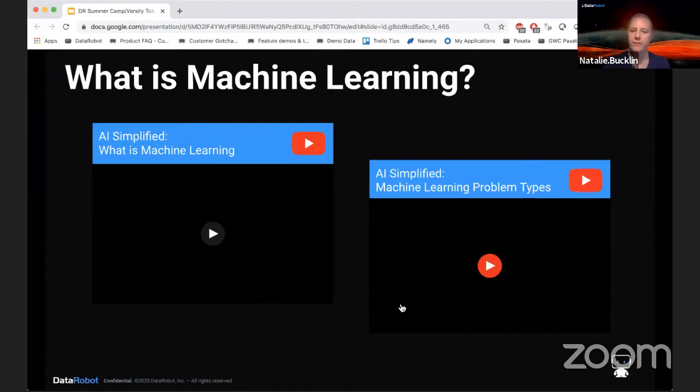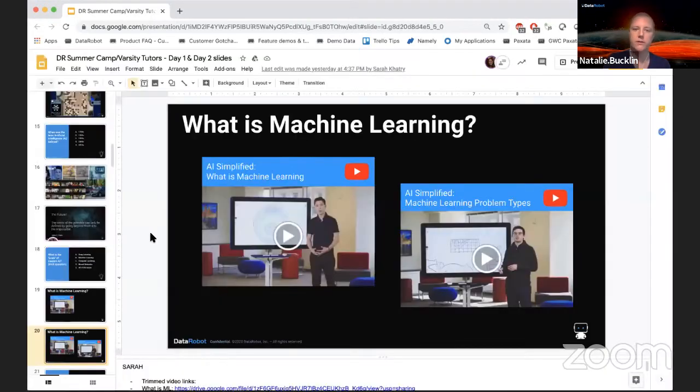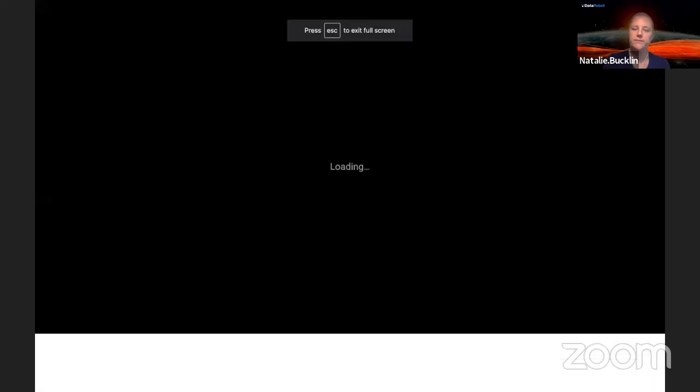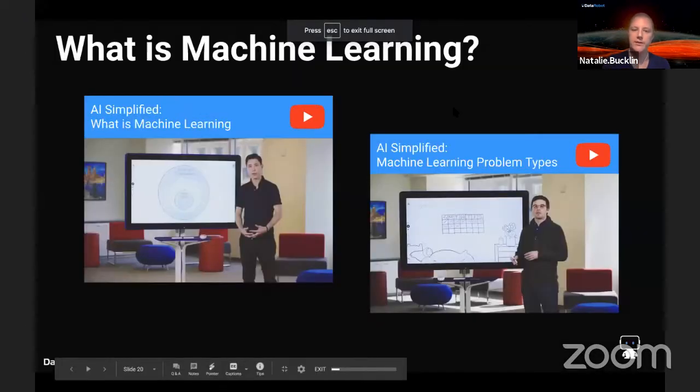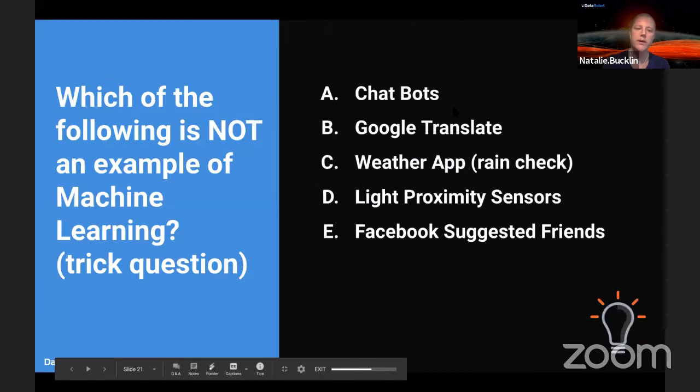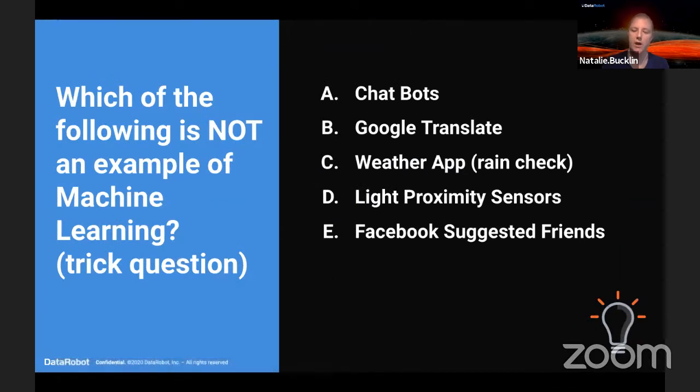So in that video, we learned that there are two commonly used machine learning problem types, classification and regression. So let me just reshare my screen. And what we're going to be doing today is diving into those two very commonly used examples. But we also heard a couple examples of what machine learning is in those prior videos.